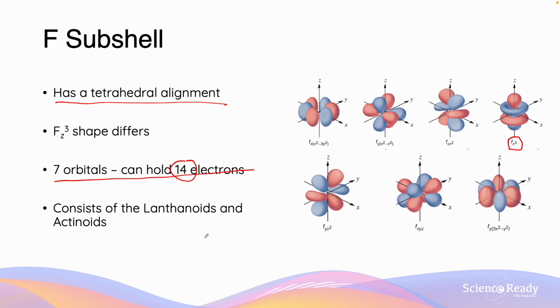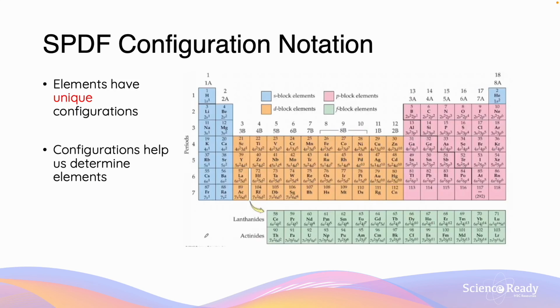Now the lanthanoids and the actinoids are going to be the elements which have the highest energy electrons in the f subshell orbitals. So SPDF configuration notation is a unique configuration which we use for each of the elements. It denotes which electrons in the element are in which of the s, p, d or f orbitals and levels, and is helpful in determining the elements.